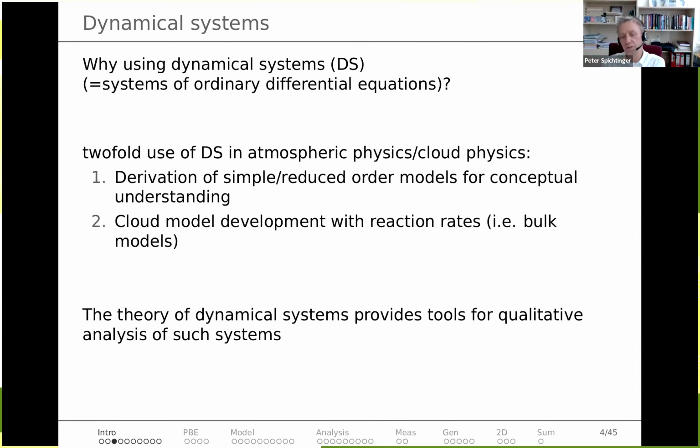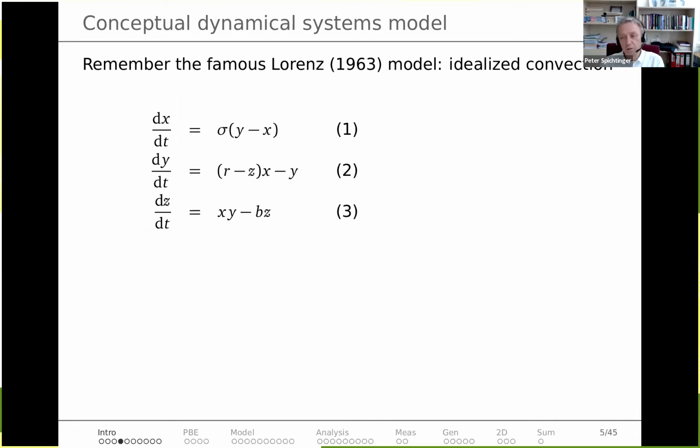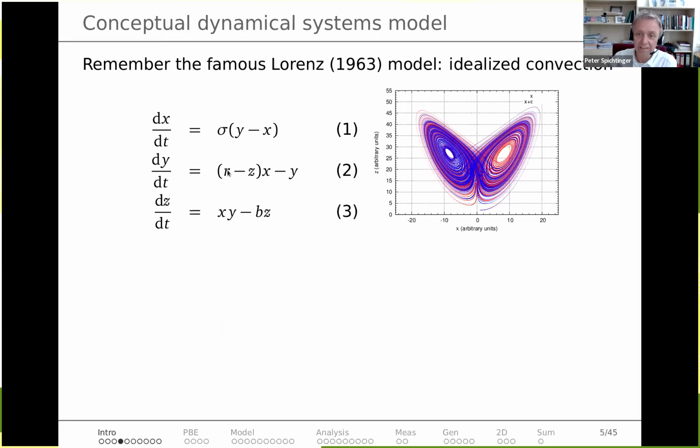On the other hand, the theory provides tools for qualitative analysis of such systems. You probably know the famous Lorenz system, which was published in 1963 about idealized convection. This is more or less the system here, and this is what you always see, this kind of strange attractor. This is one of the famous examples of producing an irregular, chaotic system.